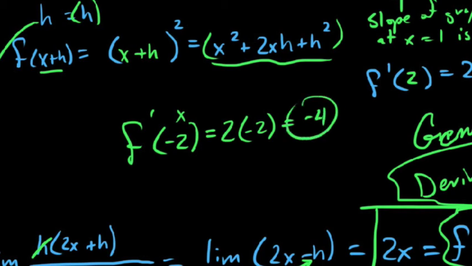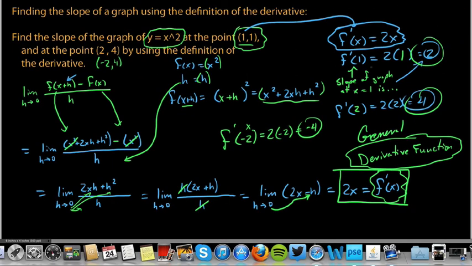So basically, all of these numbers we keep plugging into the derivative are x values, and all the numbers we get back are slope values of my graph at that x value. So this is an example of how to use the definition of the derivative to find the slope of a graph at any x value.